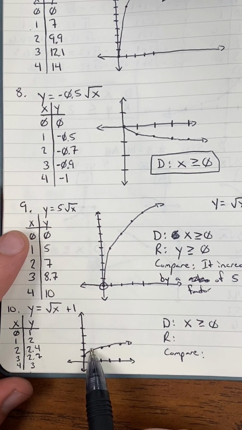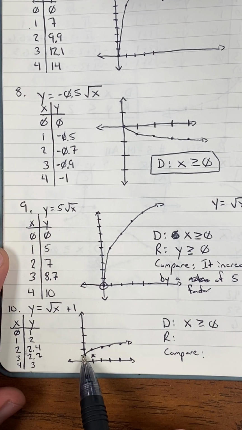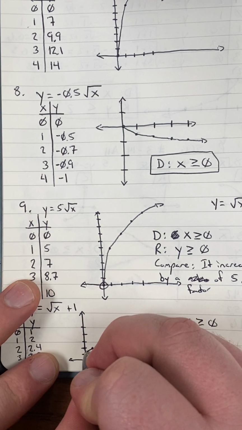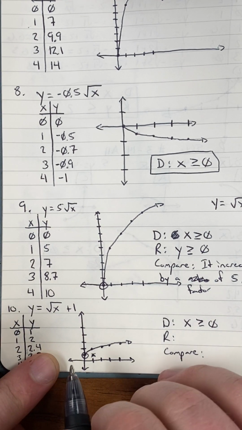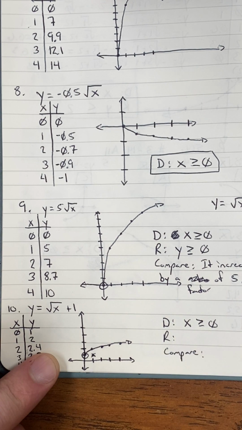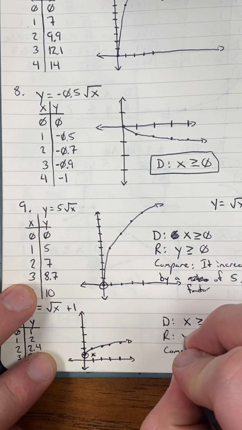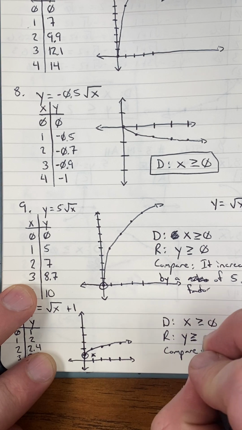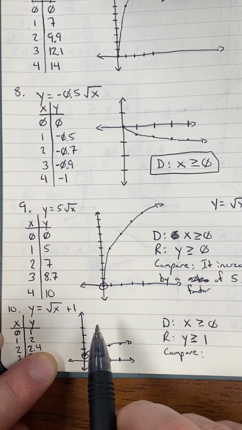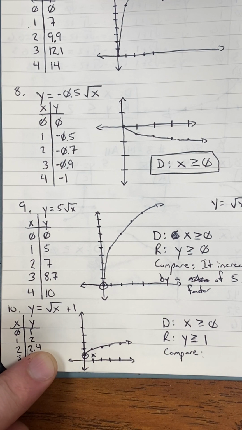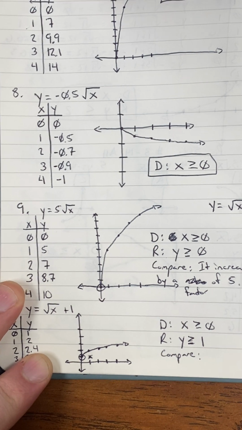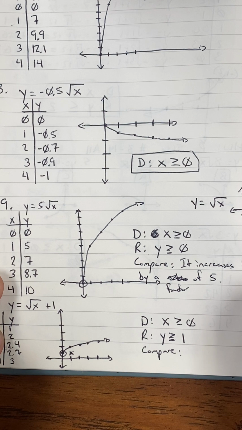All right, let's do the same thing for number 10. Number 10, we're going to talk about the y value. So if I'm zeroing in on the starting point, I'm noticing that the lowest y value possible here is 1, and it goes up from there, right? We increase as we follow the graph. It increases in the y values. So it's y is greater than or equal to 1.